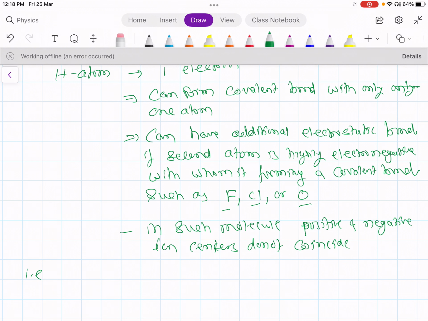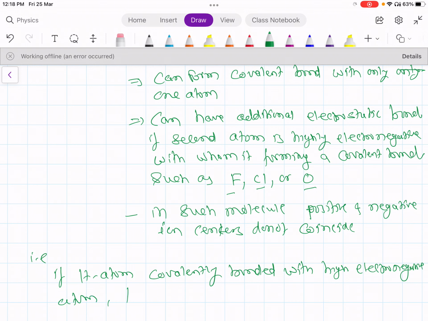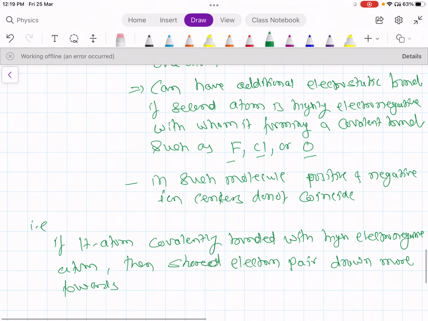For example, if a hydrogen atom is covalently bonded with a highly electronegative atom, then what happens? The shared electron pair is attracted towards the more electronegative atom. The shared electron pair is drawn more towards the higher electronegative atom.